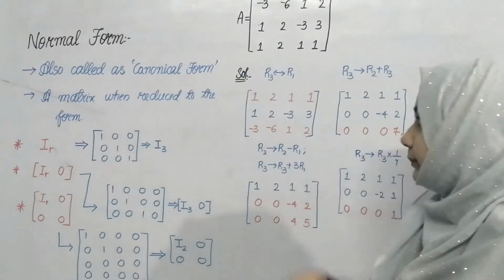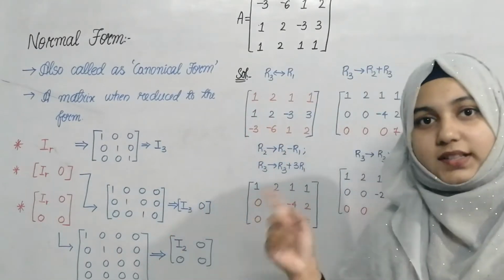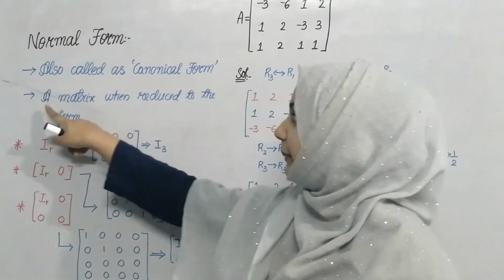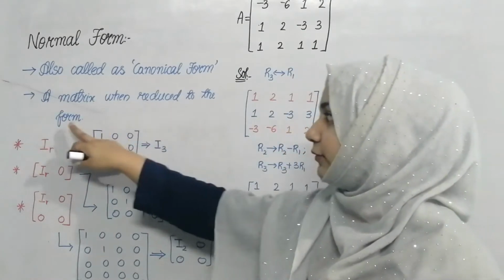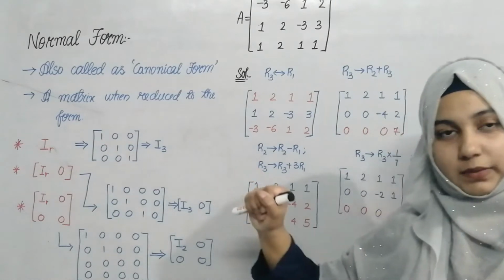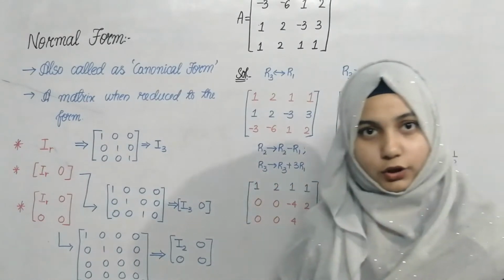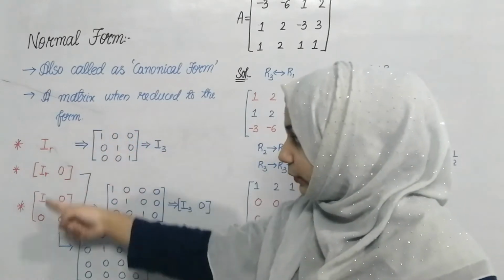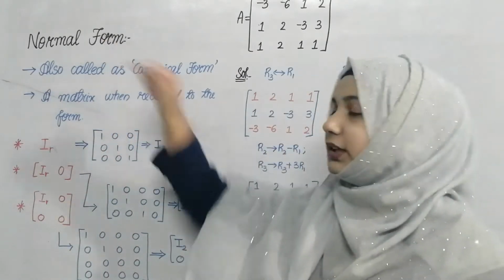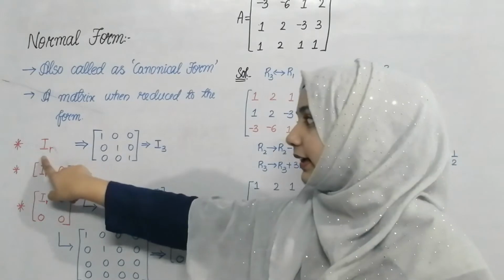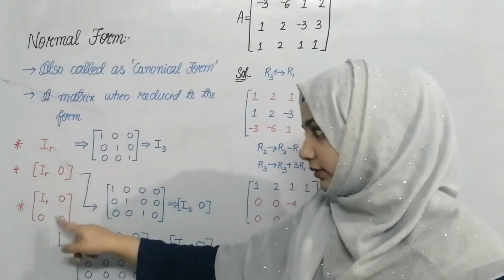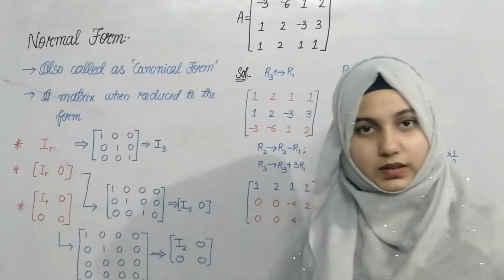Okay, see here, normal form is also called canonical form. And a matrix is reduced to the normal form how? Using elementary row and column operations. If the matrix is in any one of these forms, then it is said to be in normal form. What are the forms? It is Ir, or Ir 0, or the matrix Ir 0 0 0.